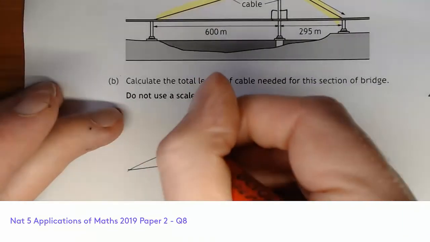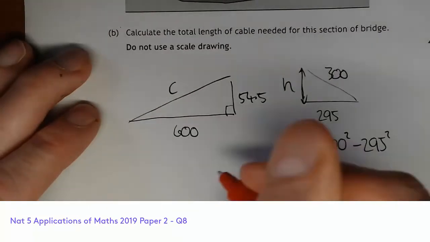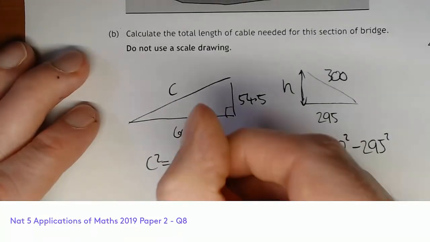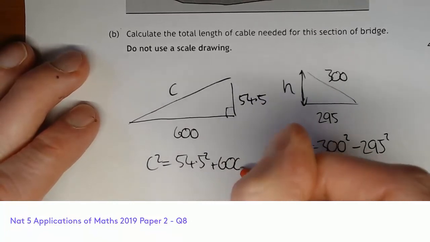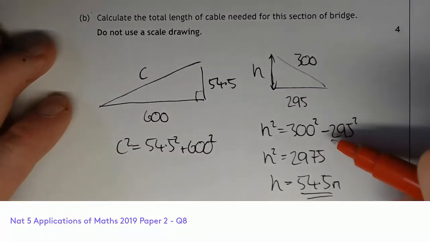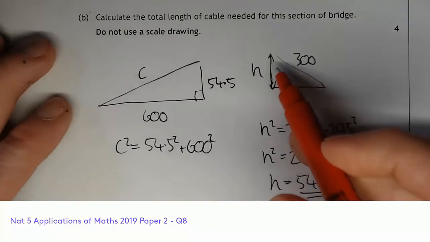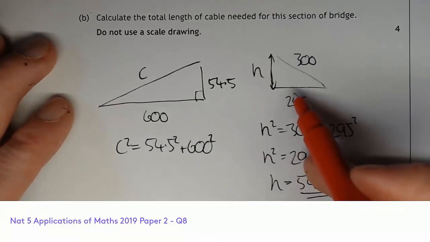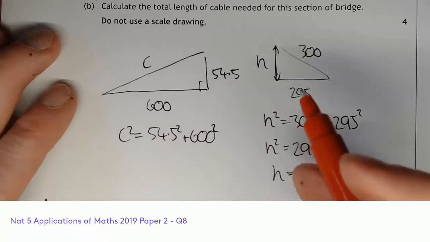And that cable, call it C, which just so happens to be what's in the formula, C for cable. So C squared is equal to 54.5 squared plus 600 squared. The reason why we're using minus earlier, or subtract, is this: if you're finding a shorter side, you take the long side and subtract the other shorter side. If it's the long side, you just add the two shorter sides together.